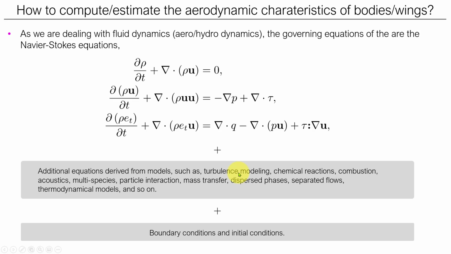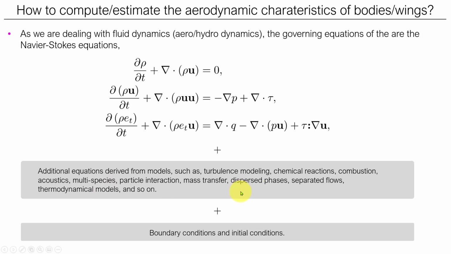So I'm going to give you a faster recipe for how to get your geometry, do a mesh, and then how to select or use turbulence modeling. But later there is another course where we will go into details about turbulence modeling. Besides this one, you can have chemical reaction, combustion, acoustics, multi-species, particle interaction, Lagrangian particles, mass transfer. You can have also coupling with magnetohydrodynamics, with electrical fields, potential fields, and structural dynamics.